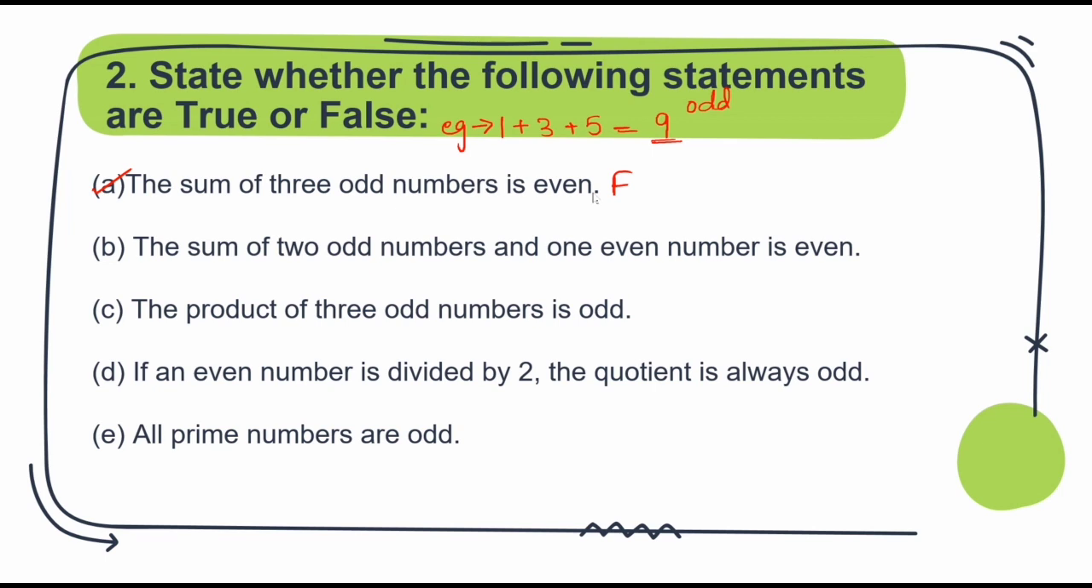Because they are saying that addition of any three odd numbers will give you even. But from this we can infer that if I add any three odd numbers, I'll get odd number. Okay, you can take any other example if you want.